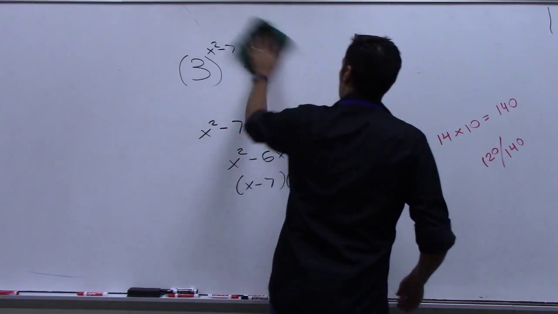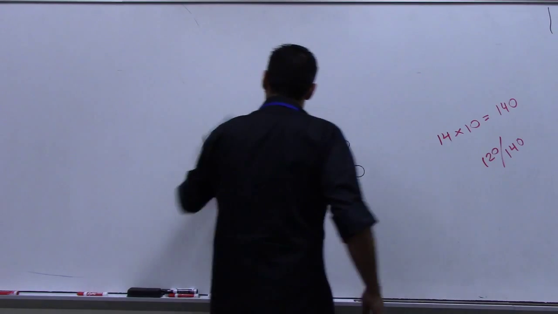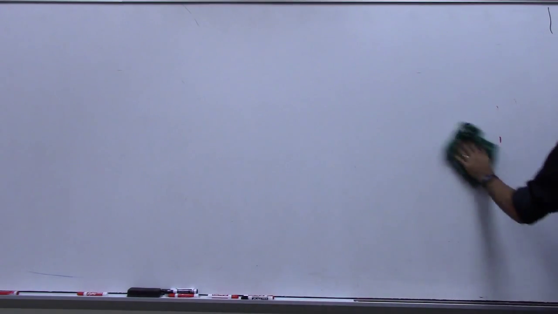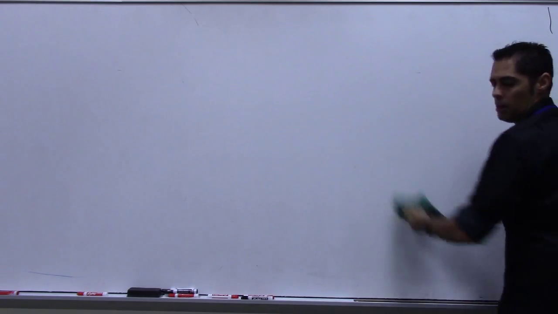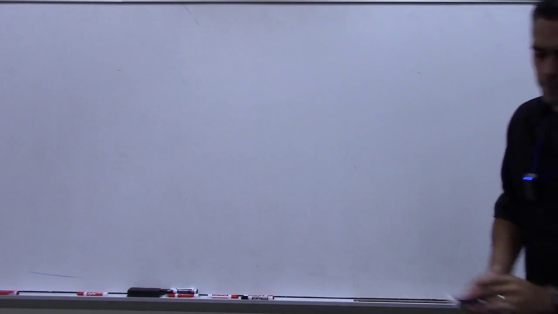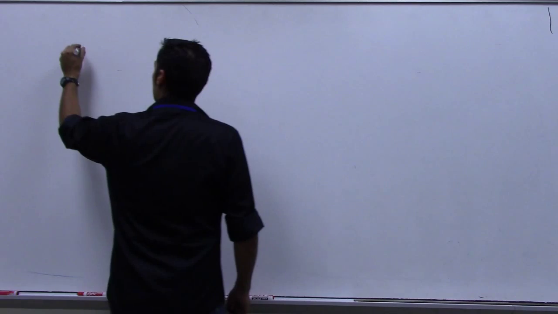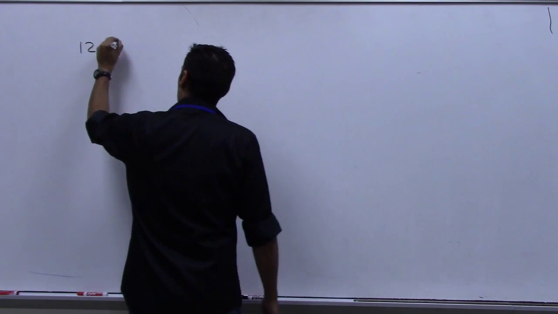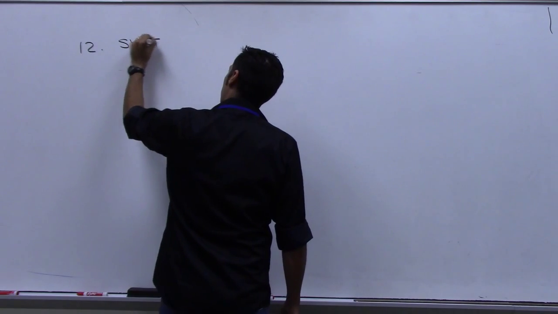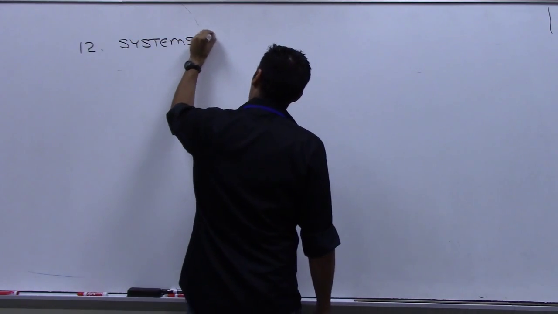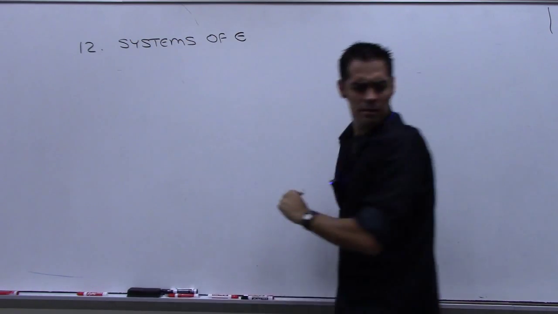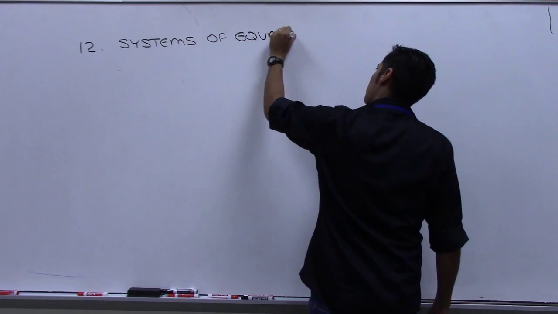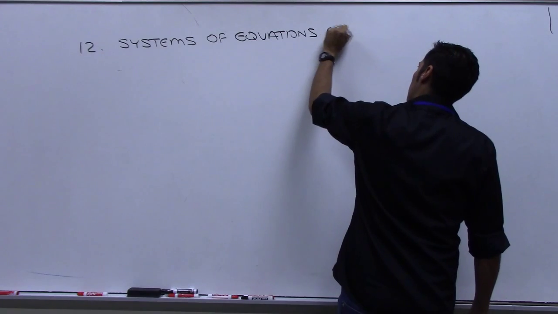So we'll start with 12.1. Now this concept is going to seem very different than everything we've been doing up to this point. Chapter 12 is called Systems of Equations. Do they say linear? No. Equations and inequalities.